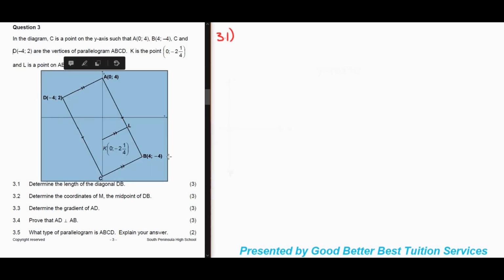3.1 asks us to determine the length of the diagonal DB. So DB is coming from the top all the way down to B over there. We're just going to use the distance formula for that diagonal. DB is equal to the square root of (x2 minus x1) squared plus (y2 minus y1) squared. That is our distance formula. By now we should have most of our formulas memorized because of repeating them over and over again.